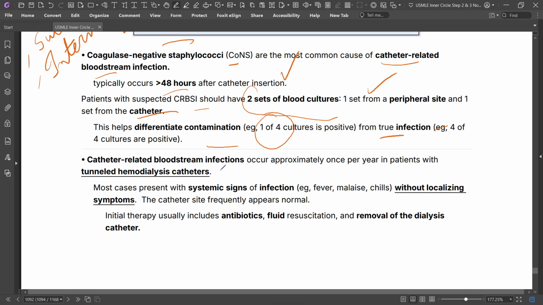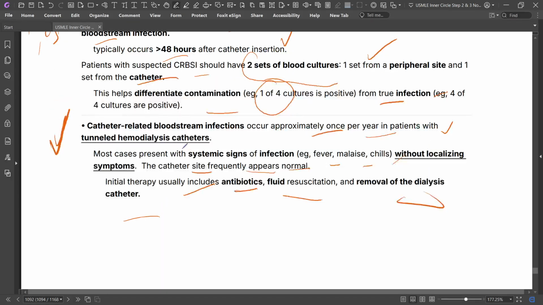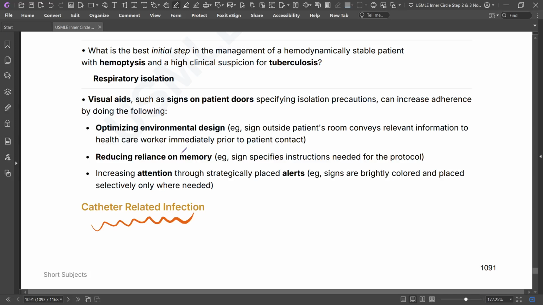Catheter-related bloodstream infection occurs approximately once per year in patients with a tunneled hemodialysis catheter. Most cases present with systemic signs of infection, fever, malaise, chills, without localizing symptoms. The catheter site frequently appears normal. Initial therapy uses antibiotics, fluid resuscitation, and removal of the catheter. That's it. So this is all about catheter-related infection.